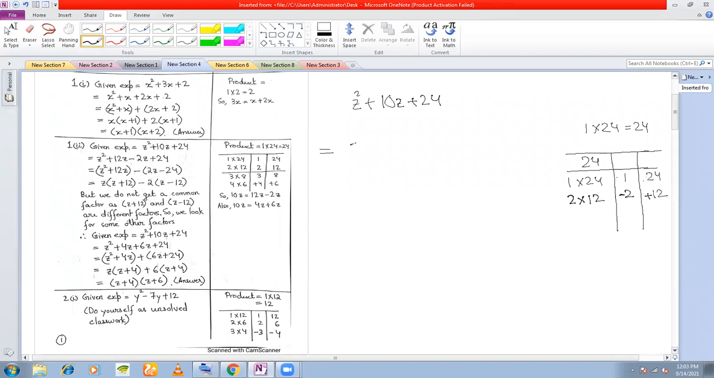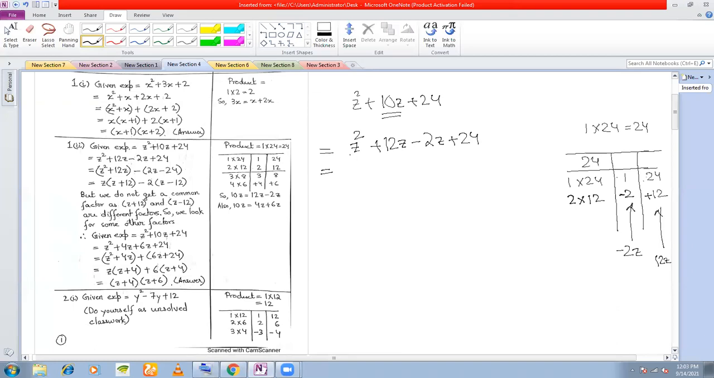So what I do is z square I write as it is, and this 10z I break it up as plus 12z minus 2z, and this plus 24 I write as it is. But sir, when we will multiply them, then it will come minus 24, sir. Let's see what will happen. But till now we are getting okay, right?